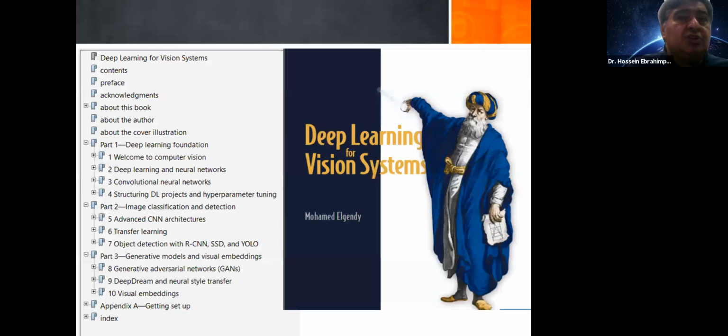There are some books just for deep learning and computer vision. One of the most useful ones is this one that I find very good, and I recommend it to you.